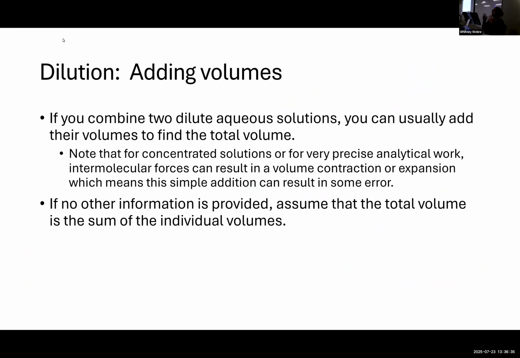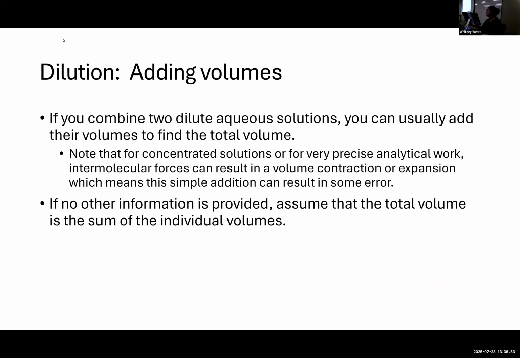So just like on that previous one, if you combine two dilute aqueous solutions, you can usually add their volumes to find the total volume. V2 is always total volume. It's the bigger of the two volumes because it's usually the more dilute one. So sometimes you might be given a little hint that says total volume is a number.